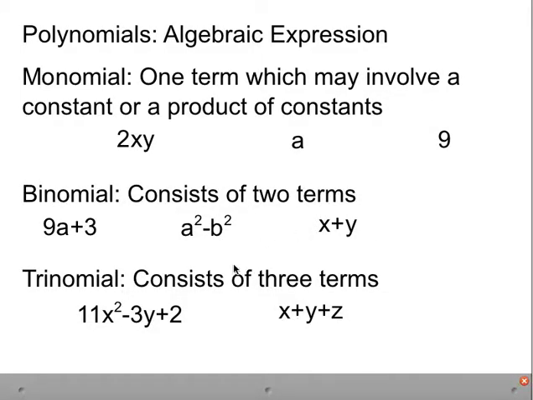And trinomials, very similar, consist of 3 terms. So 11x squared minus 3y plus 2. That minus and plus separate these 3 terms. And x plus y plus z, those addition signs separate our 3 terms.